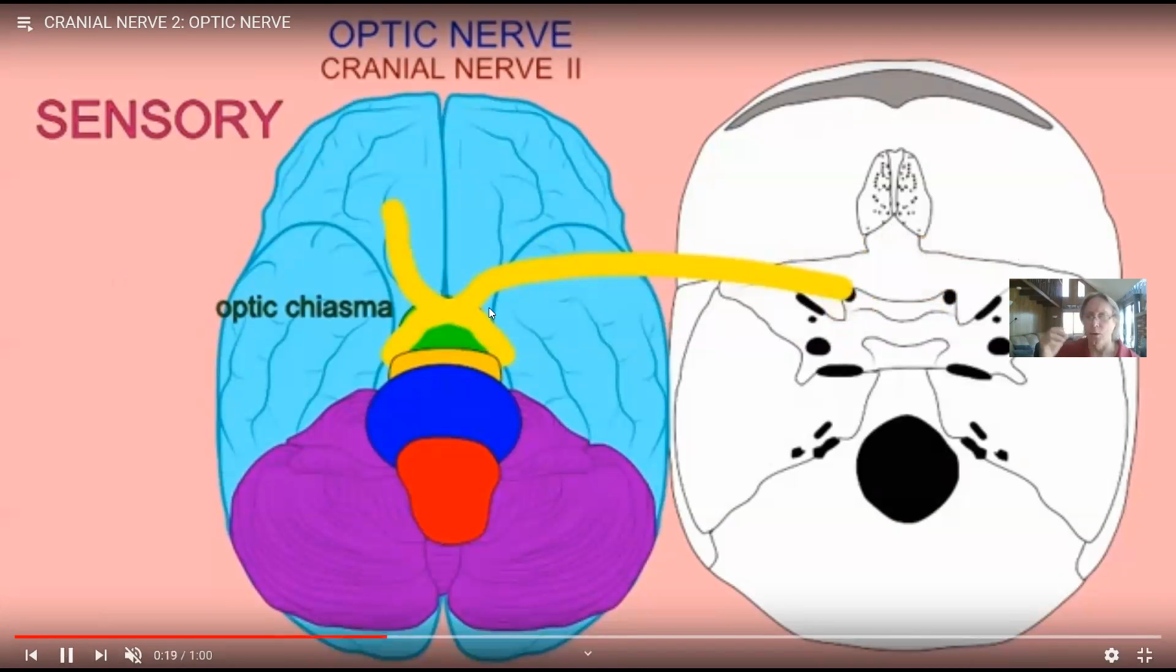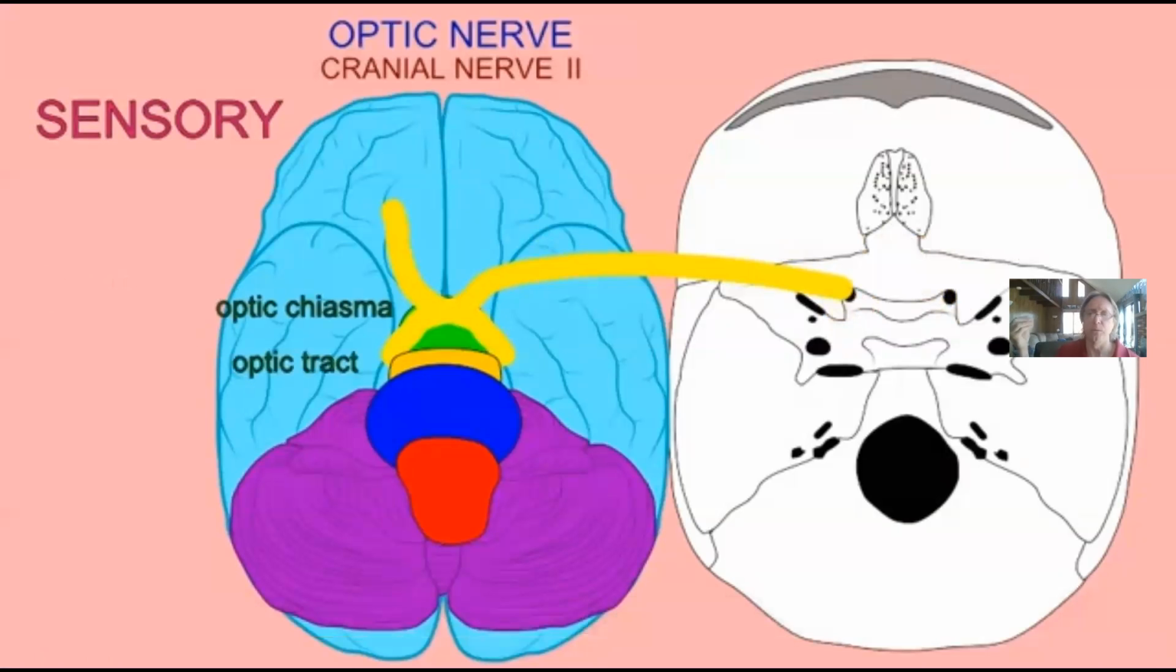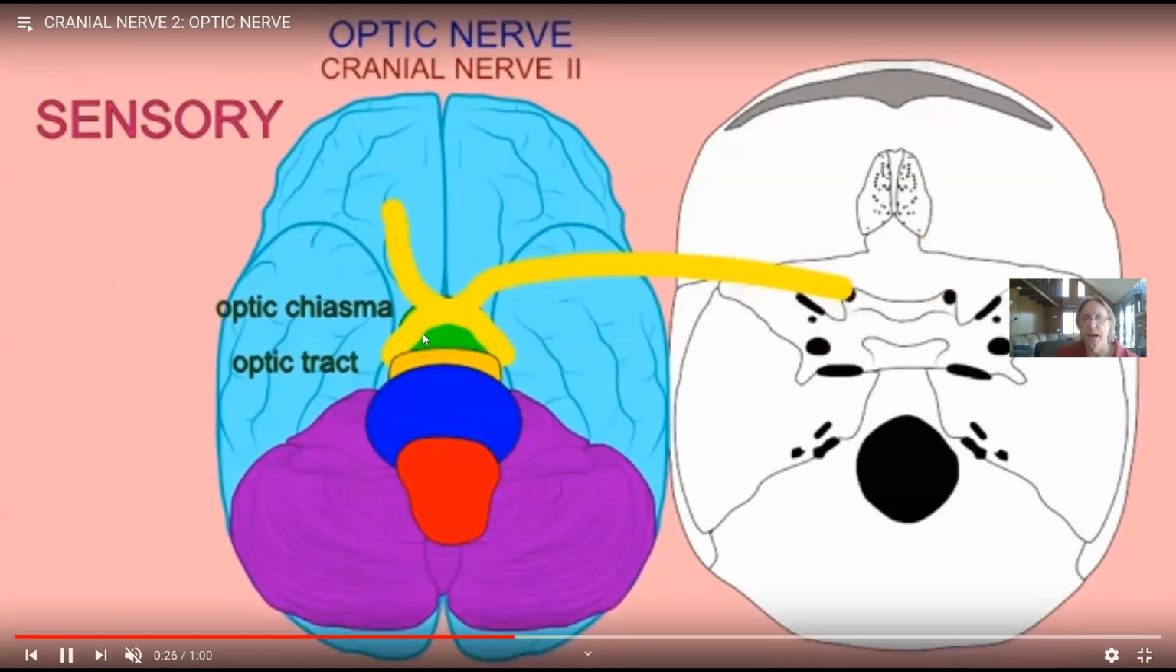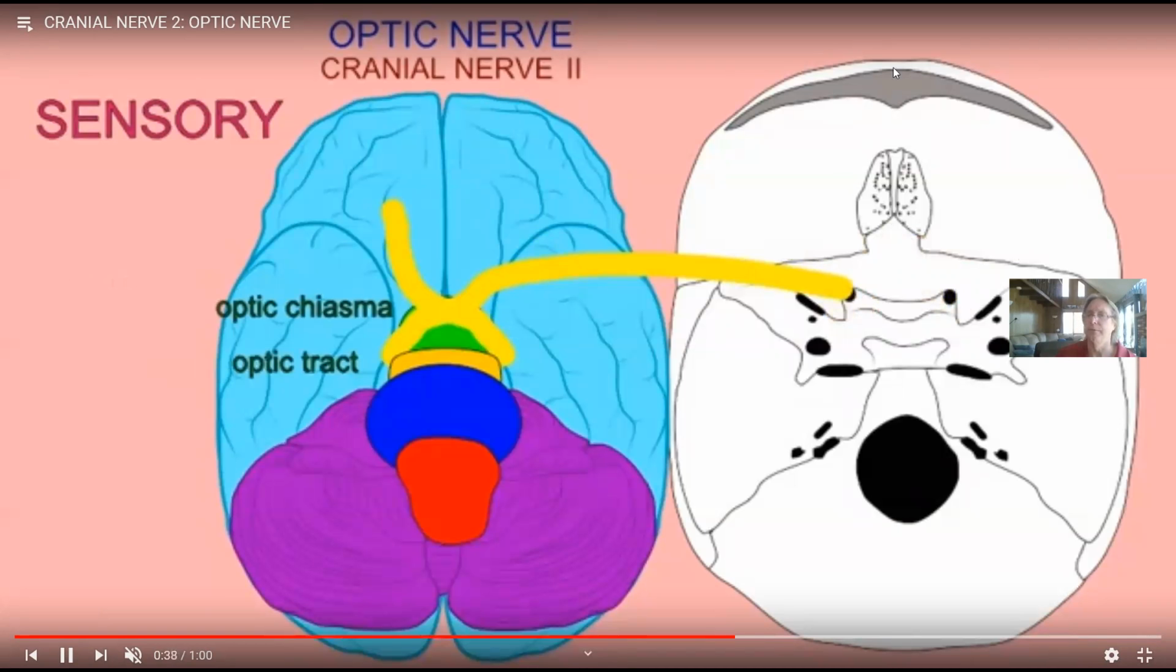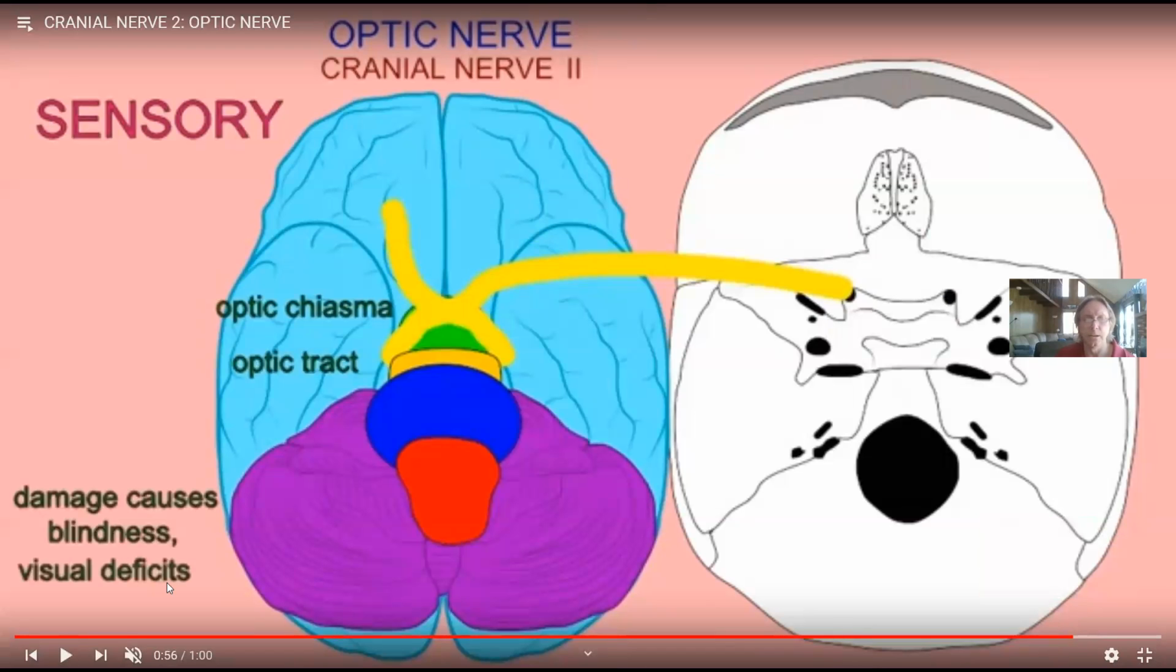And thus most, but not all, of the information from your right eye will go to the left half of your brain and vice versa. After the optic chiasma, this is known as then the optic tract, which will then go to places of your brain, which I'll mention in just a second. This is the second cranial nerve. The first cranial nerve is the olfactory nerve, which goes through those openings. The optic nerve is the second cranial nerve. And obviously damage to this nerve can cause a number of visual deficits, including blindness.